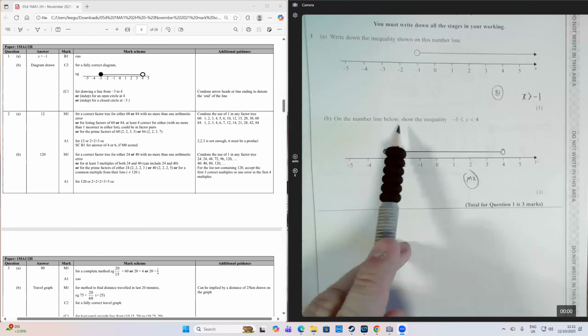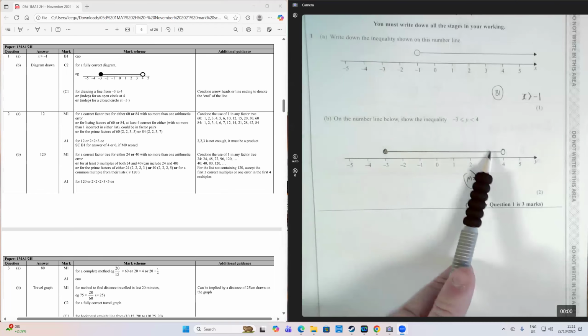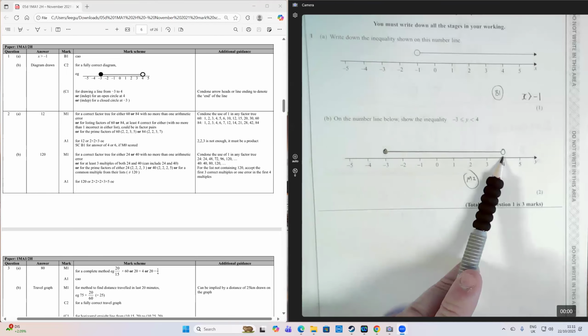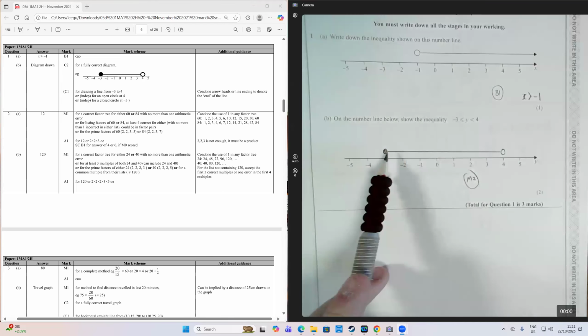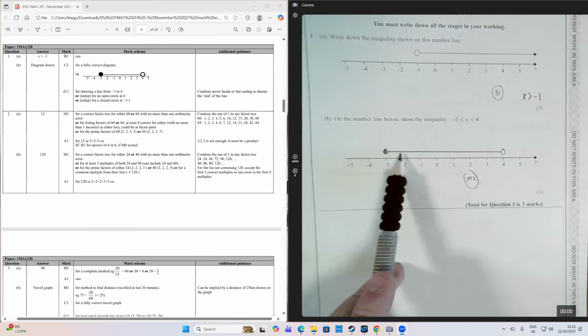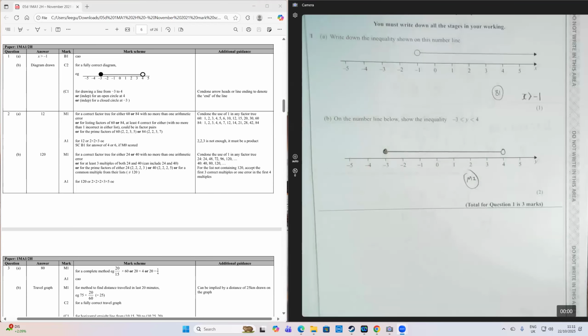On the number line below, show this inequality. Okay, so x is less than 4, so we start off by drawing a circle over 4 that's not coloured in, but greater than or equal to -3. So when we have greater than or equal to, we colour in the circle. And because it's in between those two values, we represent it as this kind of bar or dumbbell type thing.